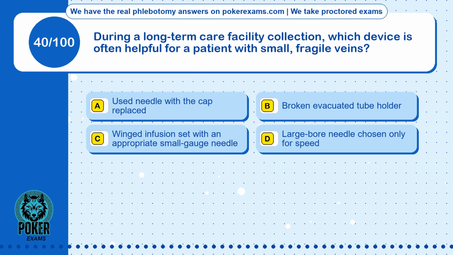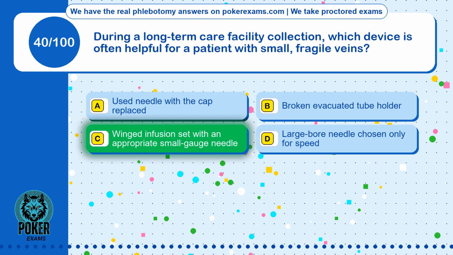Question 40. During a long-term care facility collection, which device is often helpful for a patient with small, fragile veins? Option A. Used needle with the cap replaced. Option B. Broken evacuated tube holder. Option C. Winged infusion set with an appropriate small gauge needle. Option D. Large bore needle chosen only for speed.